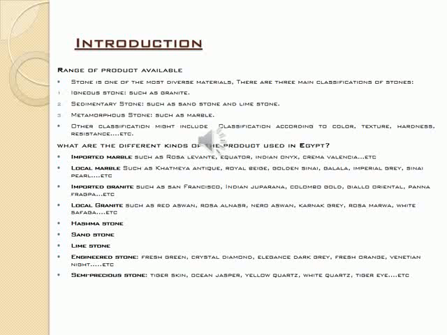There is also Hashma stone. The Hashma stone is a beige colored stone that is used in cladding a lot of buildings such as AUC facades for instance. There is also sandstone, limestone, and basalt stone. There are some engineered stone which is synthetic, and also semi-precious stone which is also synthetic.